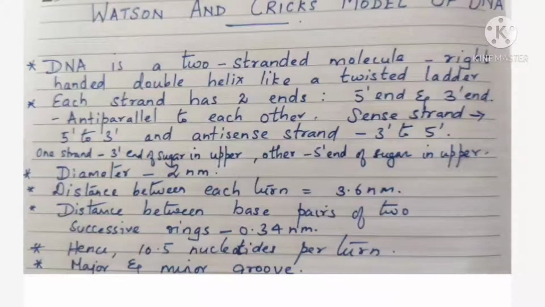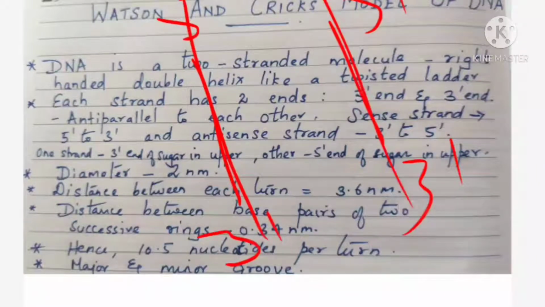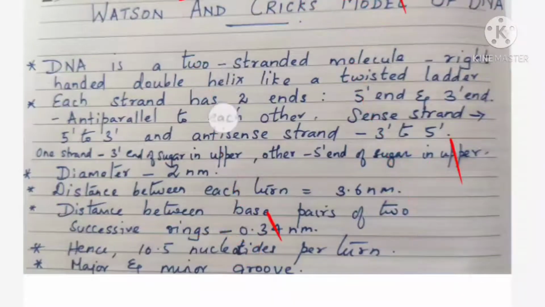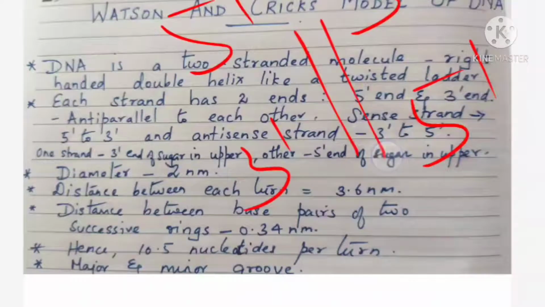And they are anti-parallel to one another. Anti-parallel means what? If one strand is from 5' to 3' and the other strand is also from 5' to 3', then it is parallel, both are the same. But it is not like that. One strand is moving from 5' to 3' and another strand is moving from 3' to 5'. So these are not parallel to one another, they are anti-parallel. That is the next thing you have to note.